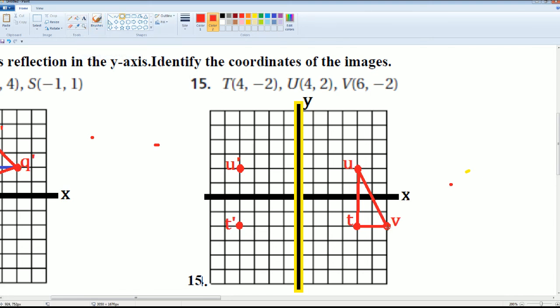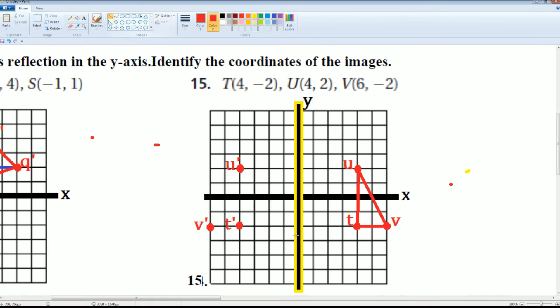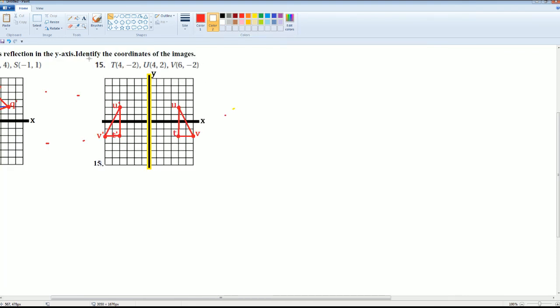Next one, V. 1, 2, 3, 4, 5, 6 to the line of reflection, so it's going to be 6 as well. 1, 2, 3, 4, 5, 6. The old one is V, and the new one's going to be called V prime. Good. Now connect it. Before it was a right triangle, it's still a right triangle. Okay. So there you go.